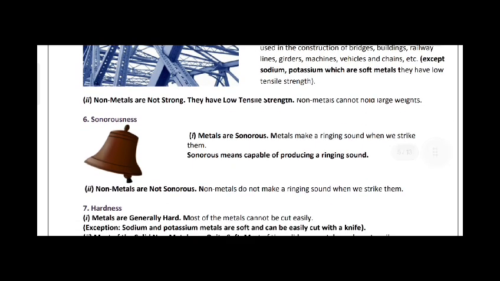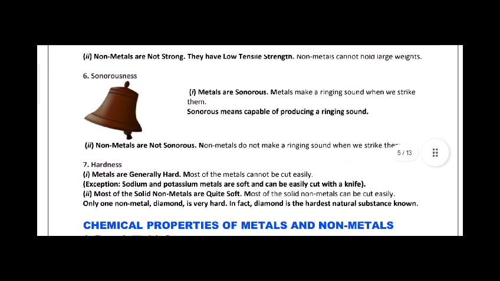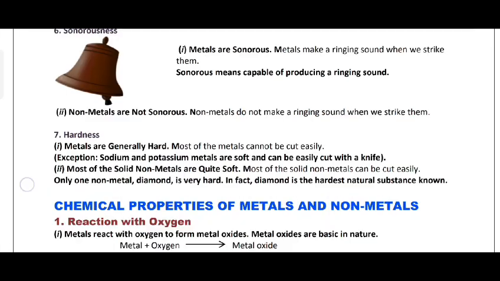Next is sonorous. Sonorous means ringing sound. Metals have the capability to form the ringing sound. Thus we can say metals are sonorous. Non-metals are non-sonorous. Non-metals do not make a ringing sound when we strike them.